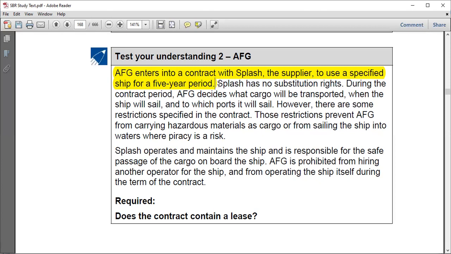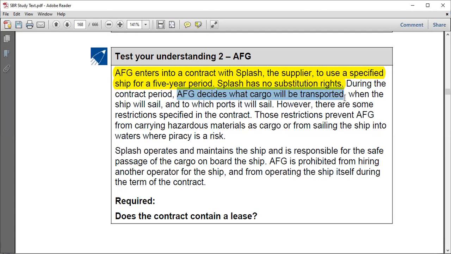Now, this question is a bit different from the above one. This time, Splash cannot just decide to substitute maybe one ship for another, or maybe one ship for anything else. So the underlying asset is known, it is a ship. Then, during the contract period, AFG decides what cargo will be transported. AFG is the one who has acquired the ship on lease, it can decide what will be transported. That's good because it shows control.